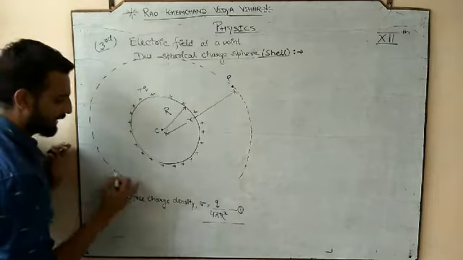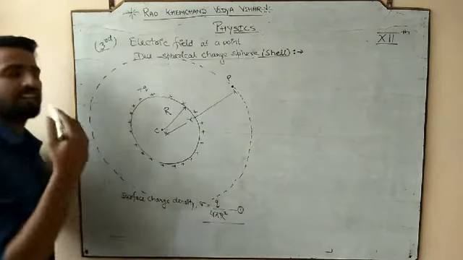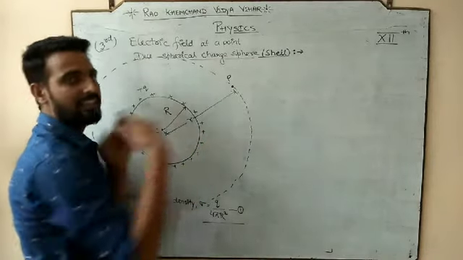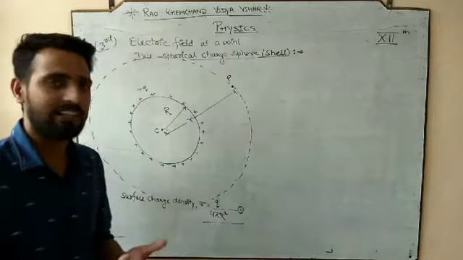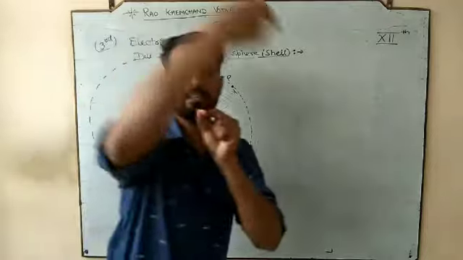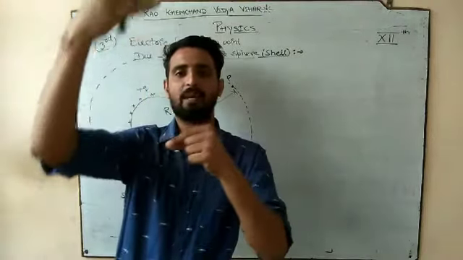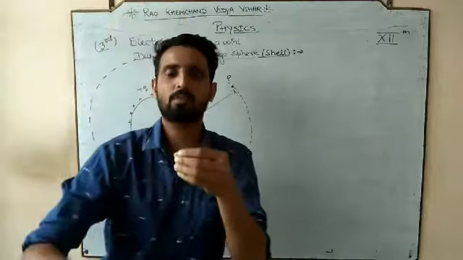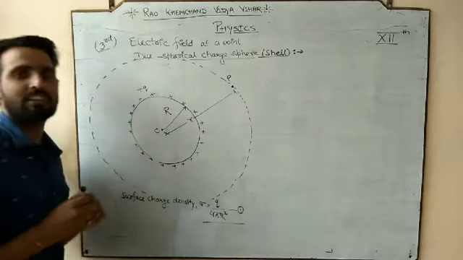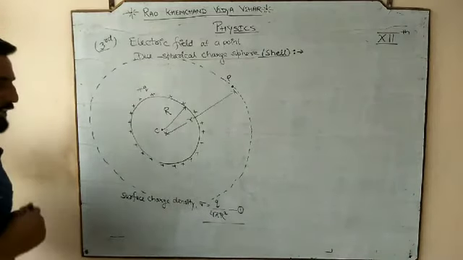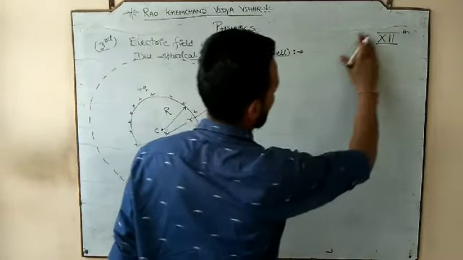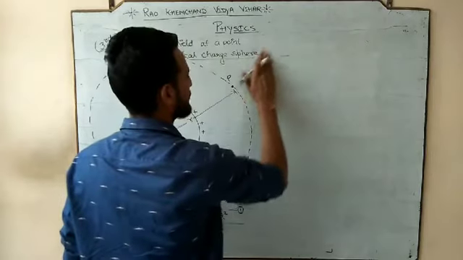If the P point is at a distance of small r, can you help me locate all such points which will cause the same electric field as at point P? That would be all around the spherical body. So you can say it would be a spherical Gaussian surface. In this case, the Gaussian surface is spherical. Let us find the electric field, and we are going to divide it into various cases.